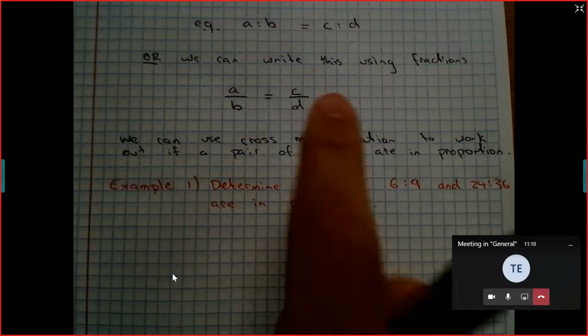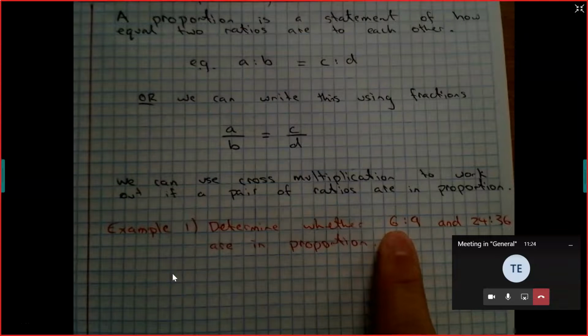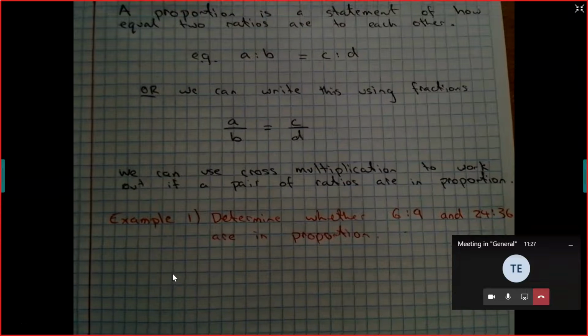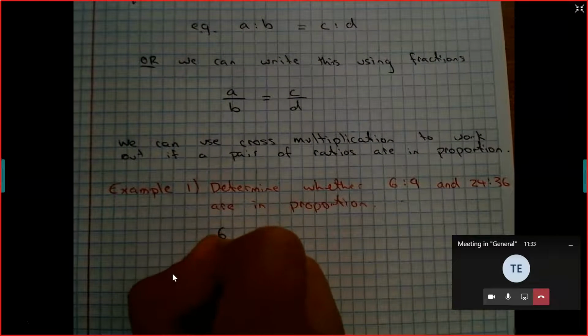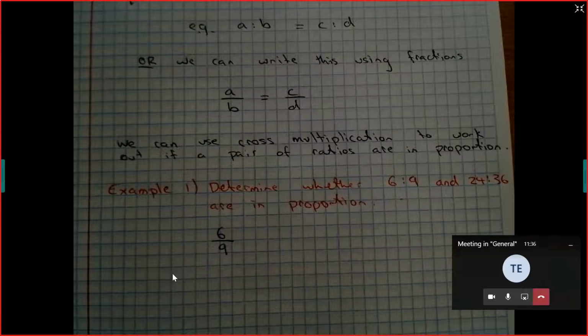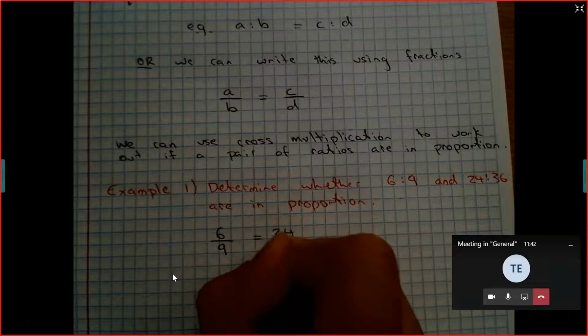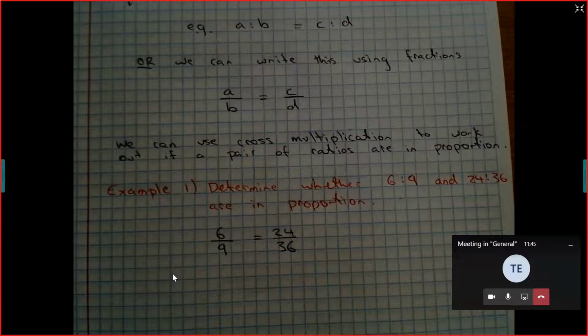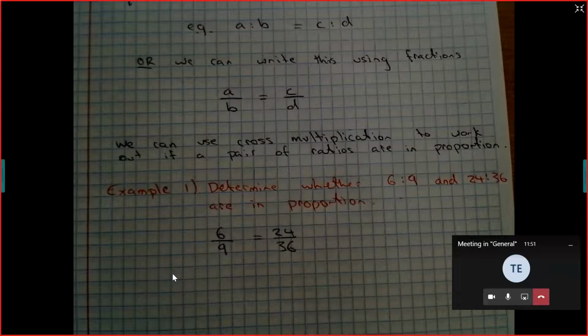Remember we can write any proportion in fraction form. So I'm going to write these ratios, 6 to 9 and 24 to 36, in fraction form. So 6 to 9 can be written as 6 over 9, and we're trying to see if it's in proportion with 24 over 36. Now notice above I used this term cross multiplication.